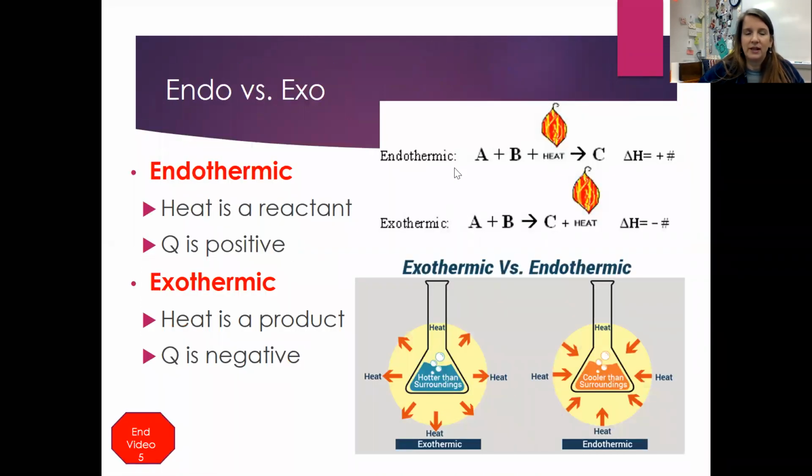So endo versus exo again. With endothermic reactions, you would see heat as a reactant. When you look at this example reaction up here, you can see that heat is on the reactant side. That's telling us that this needs heat in order to go. And our Q, our heat, is going to be positive because it's absorbing heat. Exothermic reactions, heat's going to be a product. When you look at a sample reaction like up here, you'll see heat on the product side, telling us that it is releasing heat and producing heat as a result of the reaction. Because it's releasing heat, our Q would be negative. So that's another way of telling if it's an endothermic or an exothermic reaction.